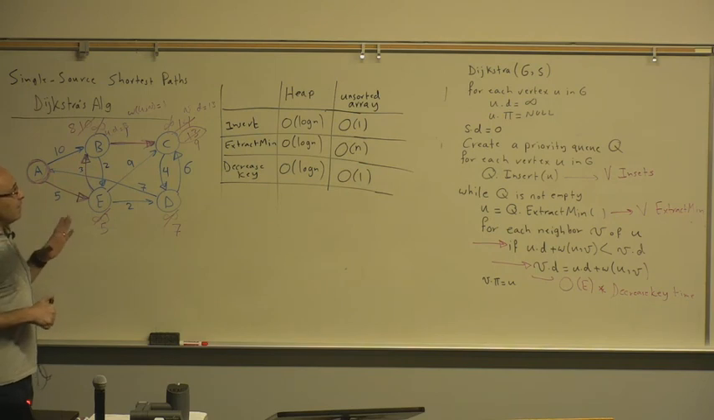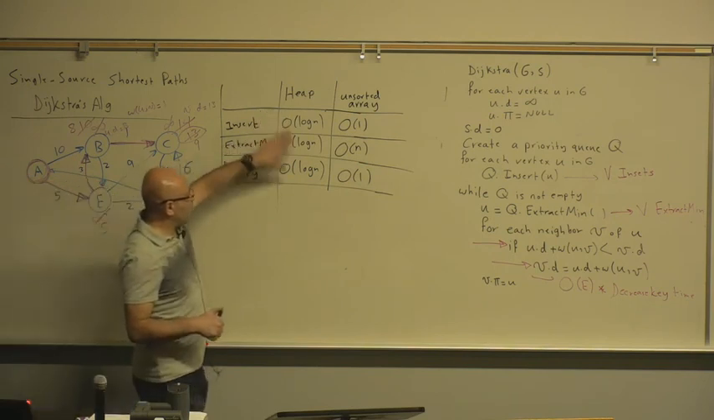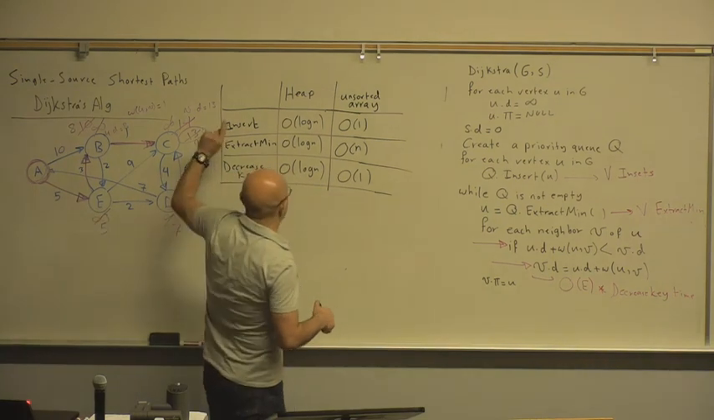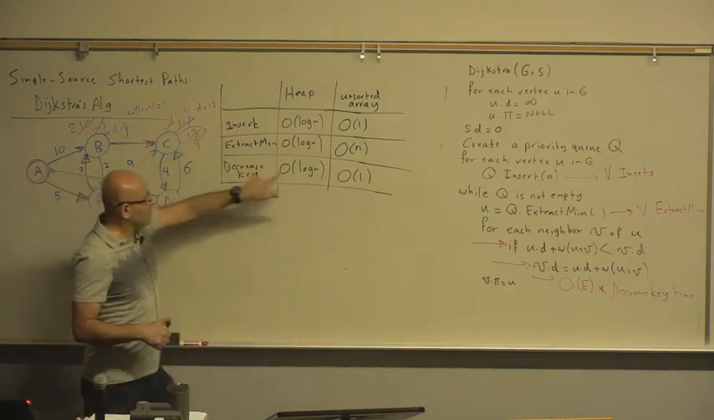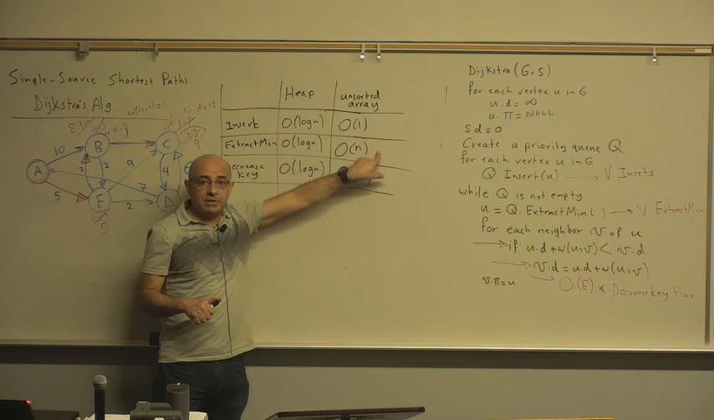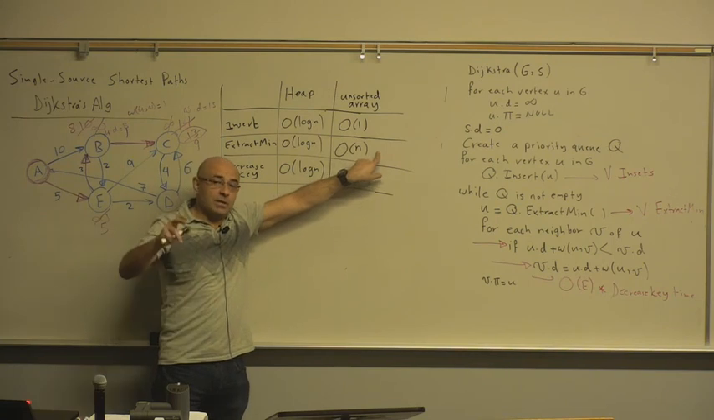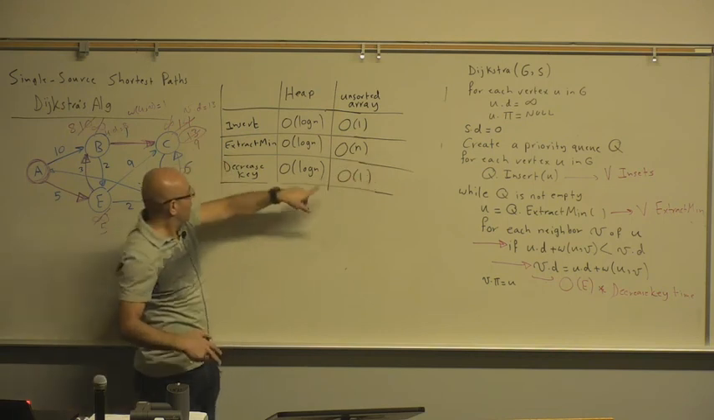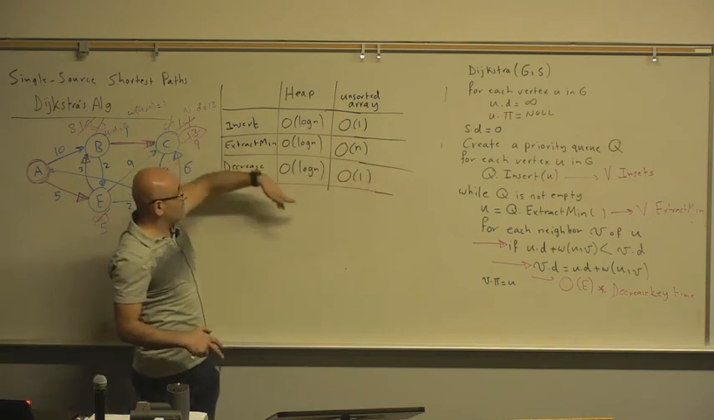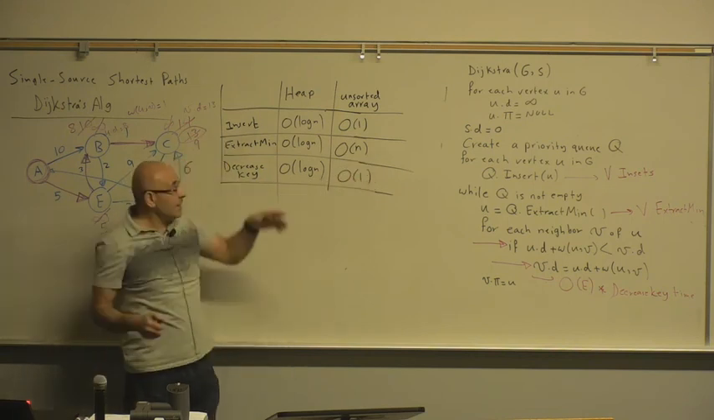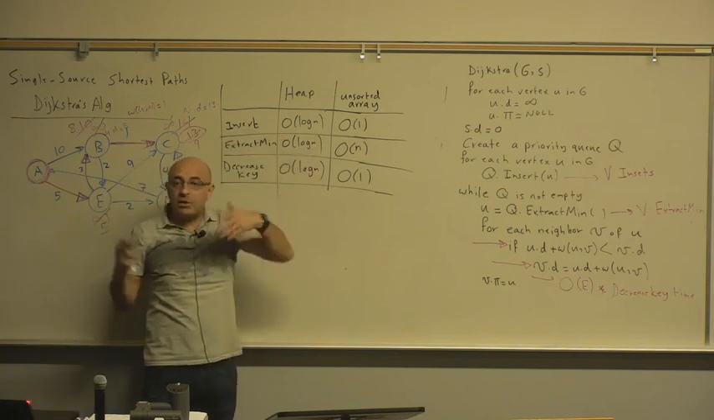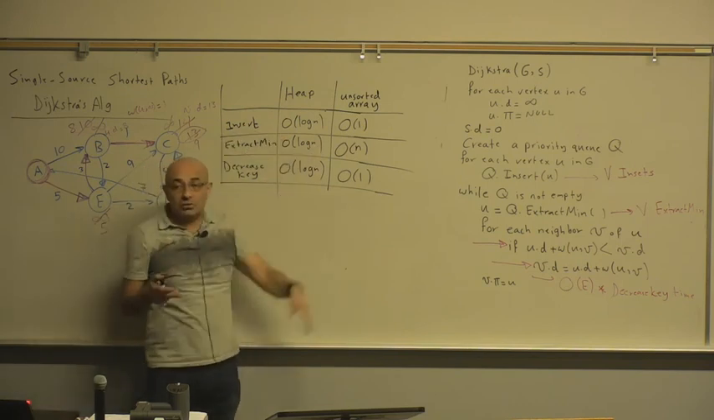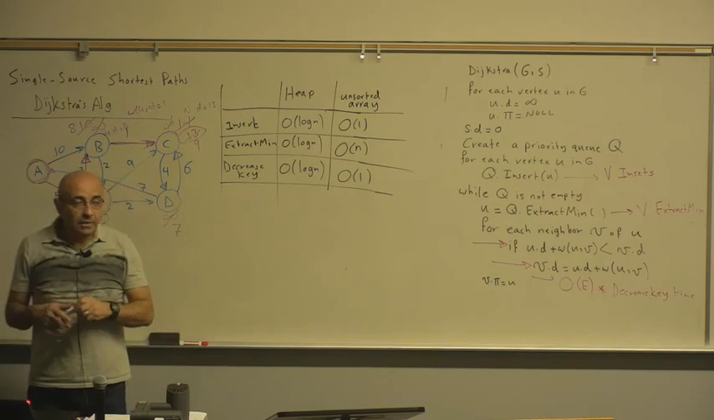Okay, so if you have a heap, all of the operations will be log n. If you have an unsorted array, extract minimum will be an expensive operation because it's unsorted. Whenever you need to extract the minimum, you have to search through the array and get the minimum. For insert and decrease key, basically you do nothing. Insert, you just put the element anywhere. Decrease key, you just do nothing.